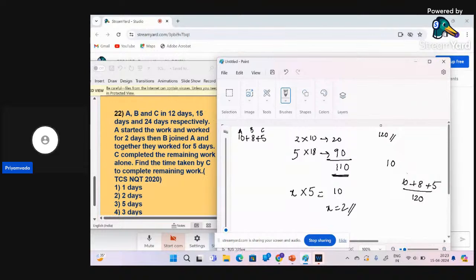And for the first days, A started to work and worked for 2 days, right? So 2 into 10 parts of work is done by A. So 2 into 10 is 20. And next what happened? B joined A. And how many parts of work is done for the next 5 days? 18 parts of work is done for 5 days. That is 90. So out of 120 parts of work, 110 parts of work is already done and 10 parts of work is left. And that 10 parts of work is done alone by C. And how many parts of work does C do? 5. So X equals 2.